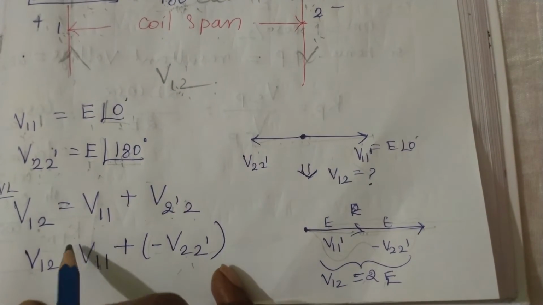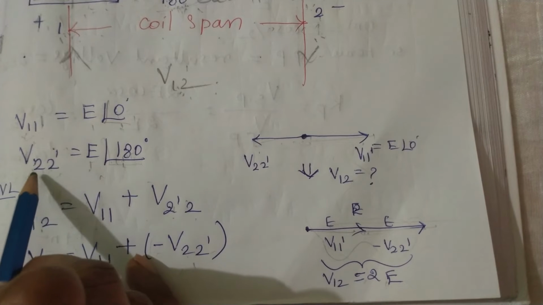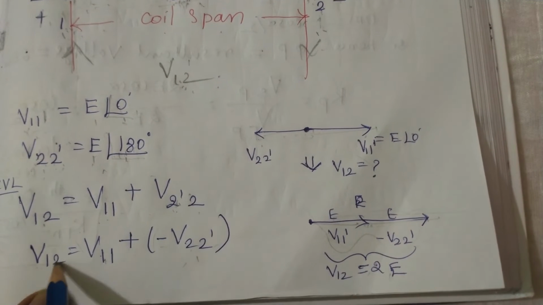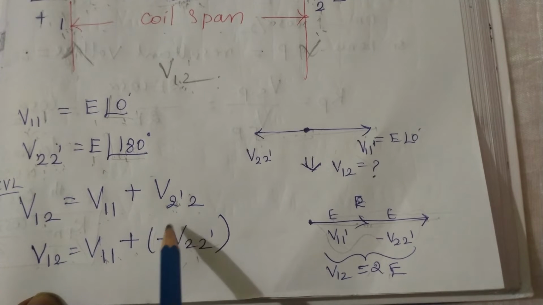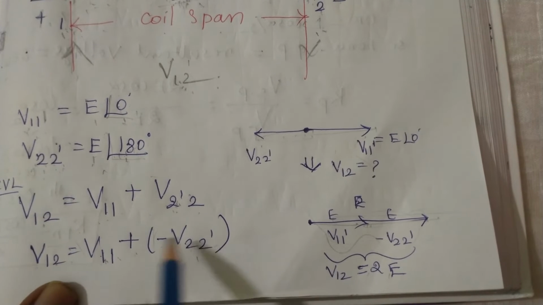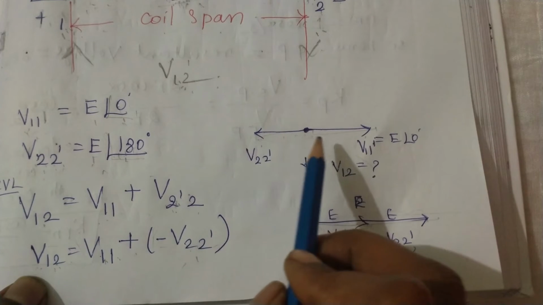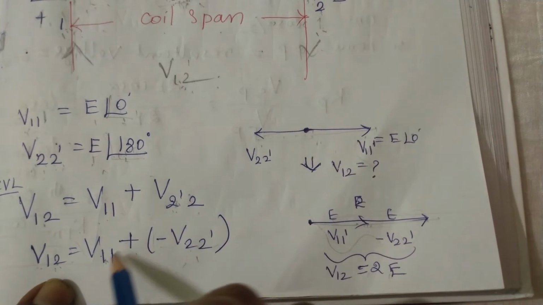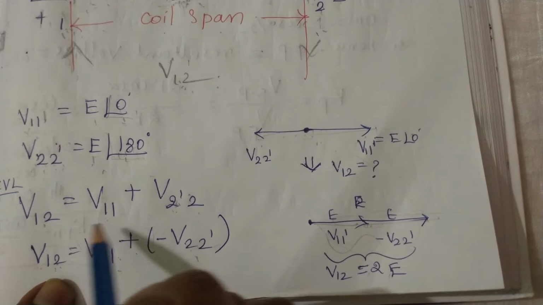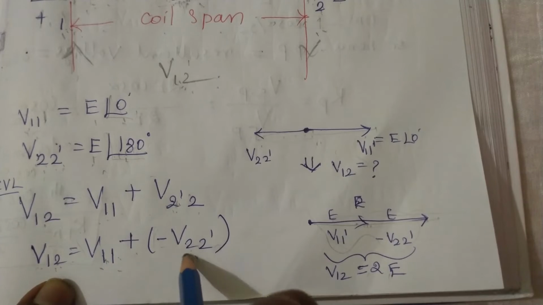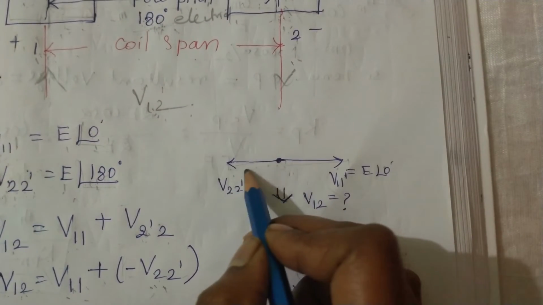But since we know the voltage value of V22 dash, I have to rewrite this equation as V12 equals V11 dash plus, within brackets, minus V22 dash. And to get the resultant value, I need the phasor diagram, because we can't simply add these, as they are magnitude and angle dependent. They are vector quantities. That is why we have to see the vector diagram.